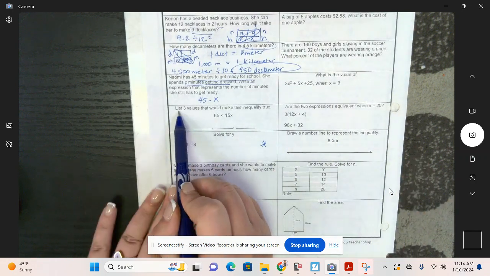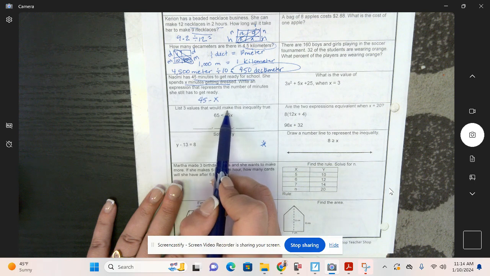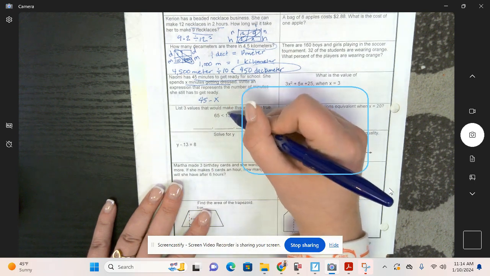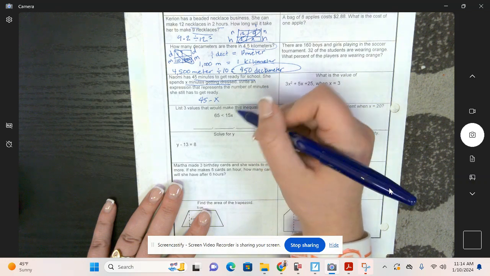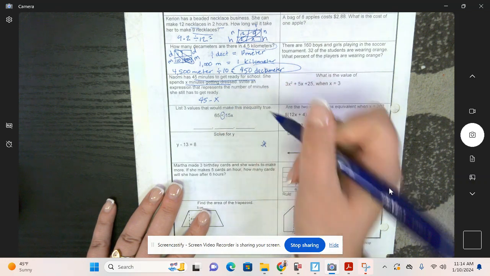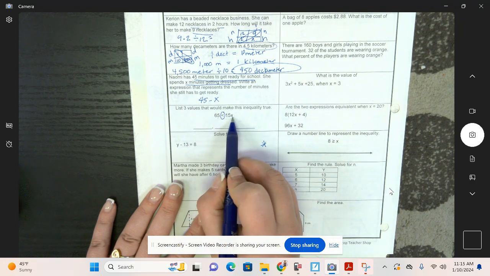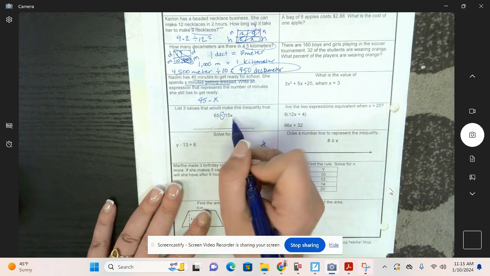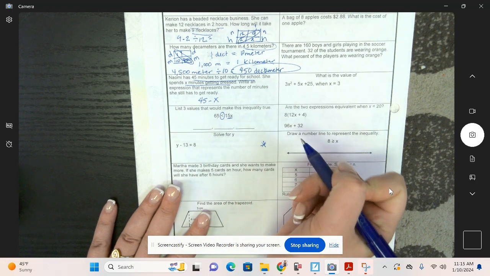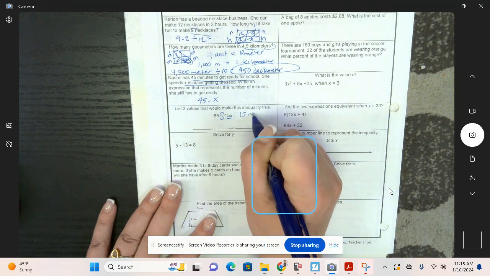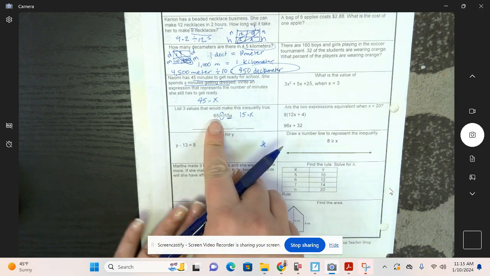All right, next question says list 3 values that would make the inequality true. This side right here, we have 65 less than 15x. So 65 has to be smaller than our answer over here, because it says 65 is less than this. When we have a number and a letter touching each other, that means multiplication. So something times 15 has to be bigger than 65.